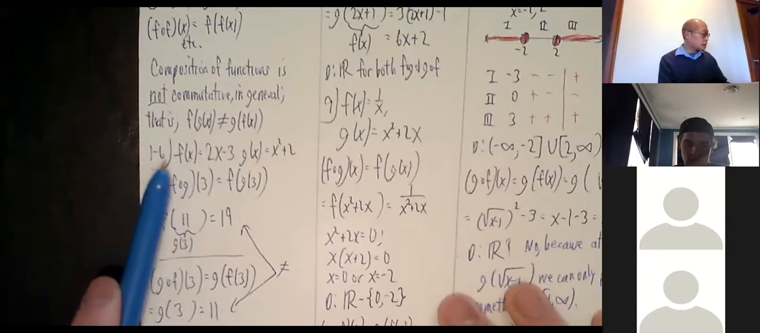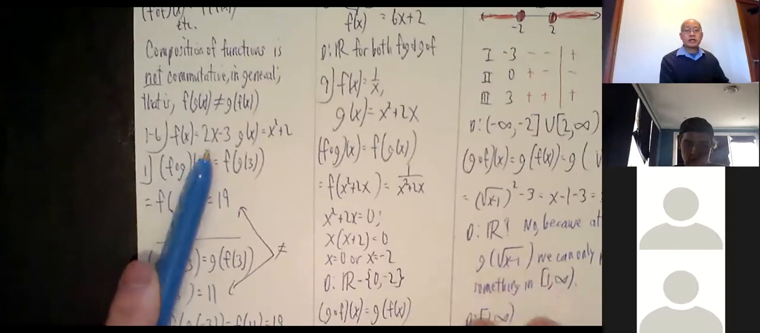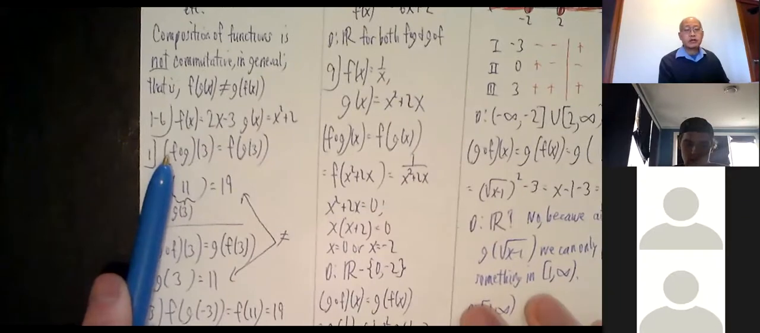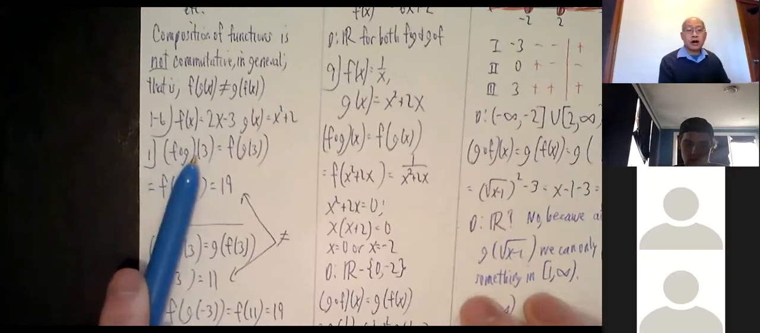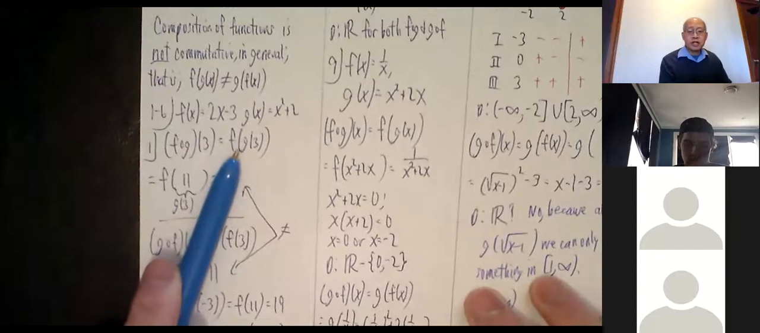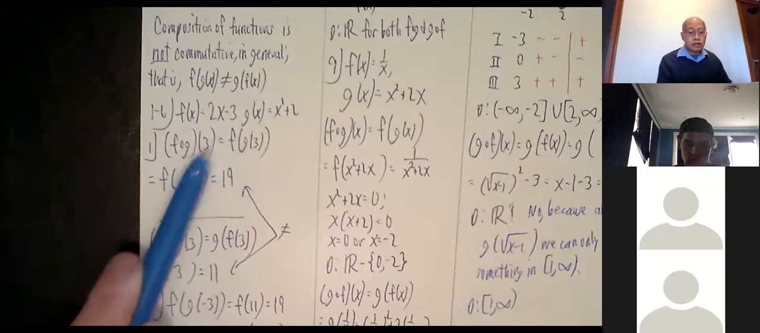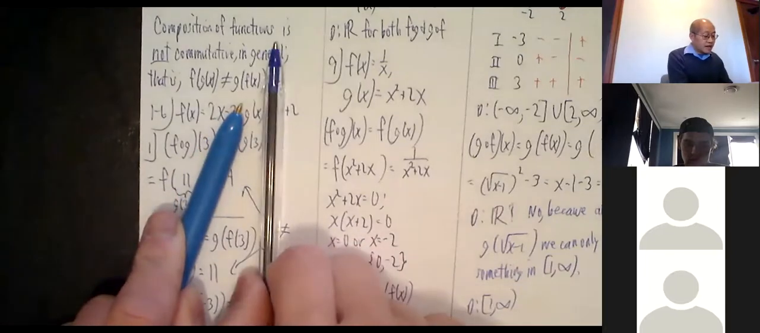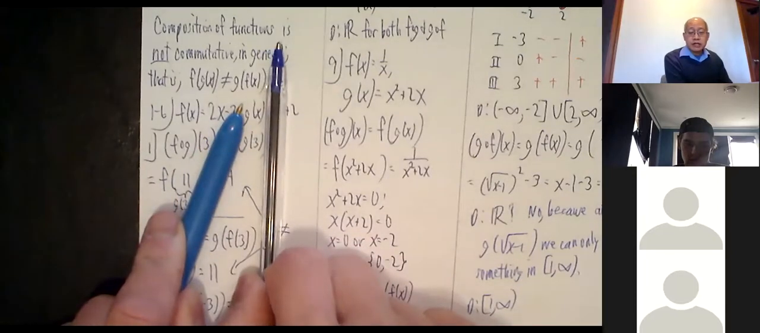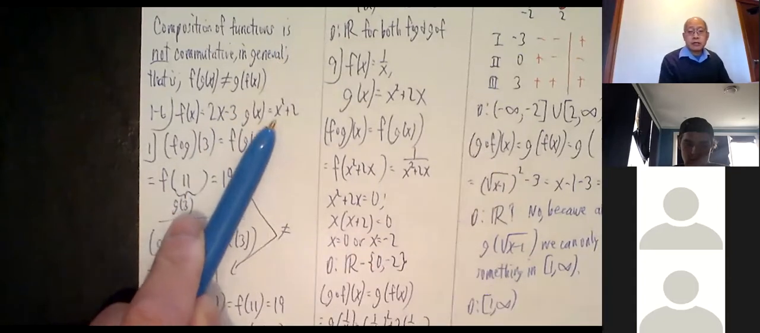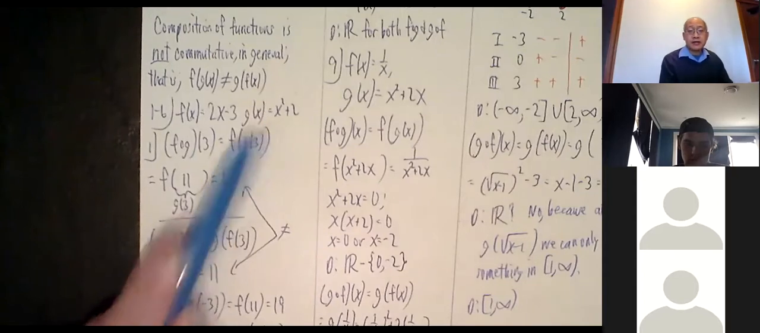For problems 1 through 6, they give you f of x is 2x minus 3, g of x is x squared plus 2. First they say f circle g of 3. It means f of g of 3. So what you do is you do the innermost parentheses first. Forget about the f, forget about anything besides the g of 3. So take that 3 and put it right in here. We have 3 squared, which is 9. 9 plus 2 is 11. So g of 3 is 11.